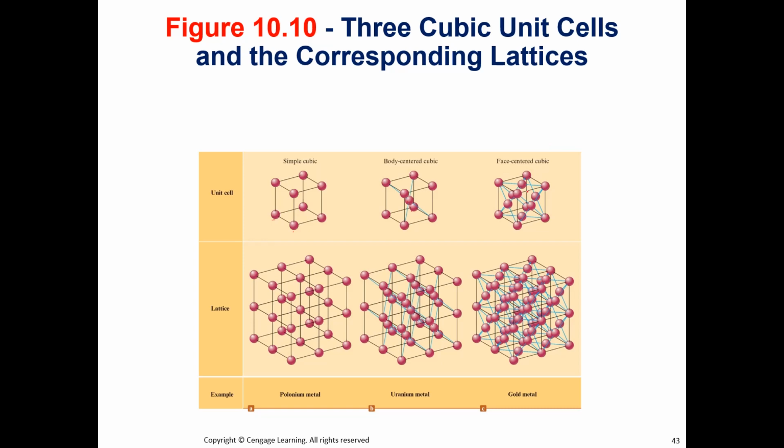A face-centered cubic has quite a few more spheres on it. It still has the spheres at the corners of each cube, but there's also a sphere on the face of each of the cubes. So we have one sphere in the center of each of those faces. If you look at the lattice, there are a lot more spheres, and those spheres represent ions. So we have a lot more ions that fit into the face-centered cubic than we do on the simple cubic.